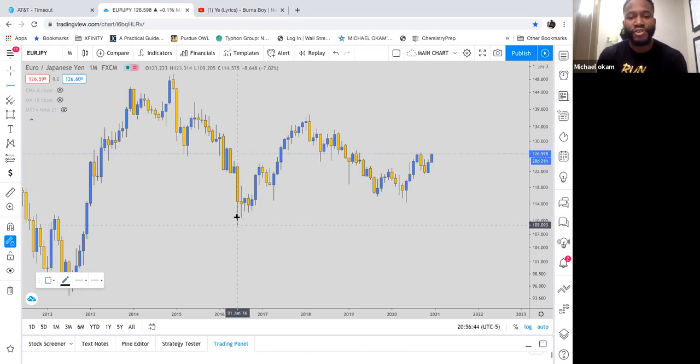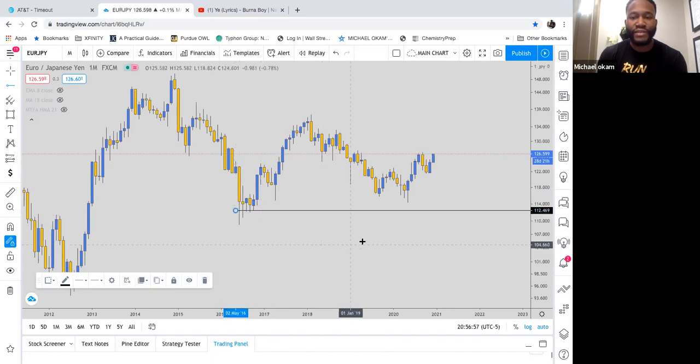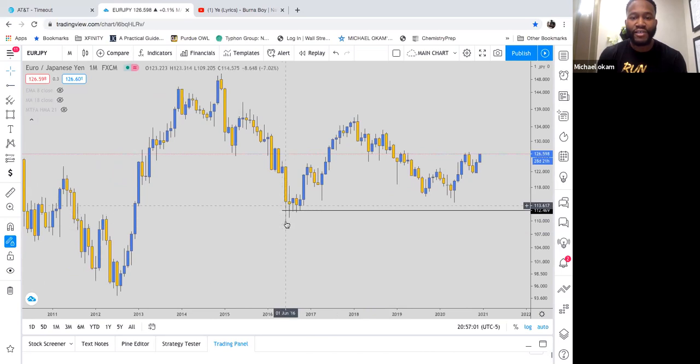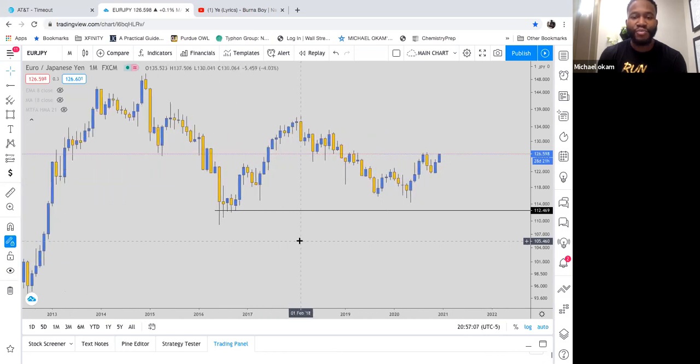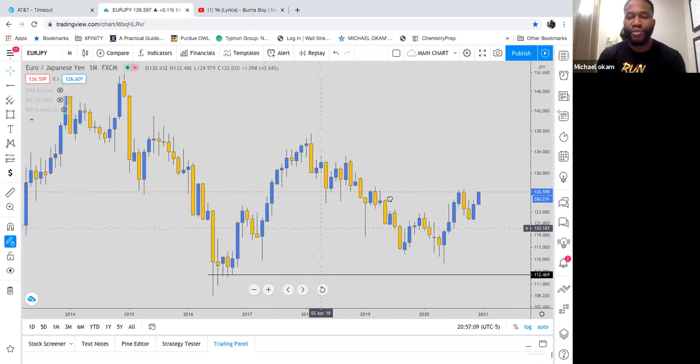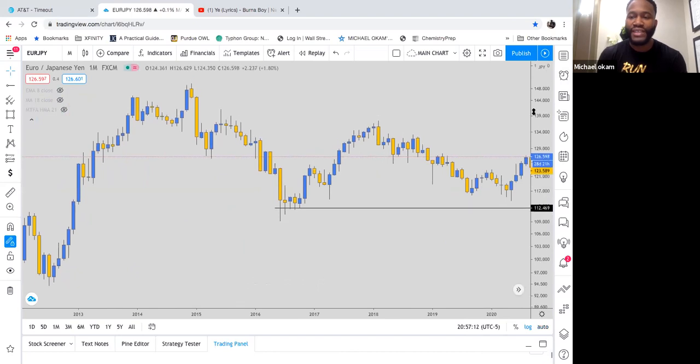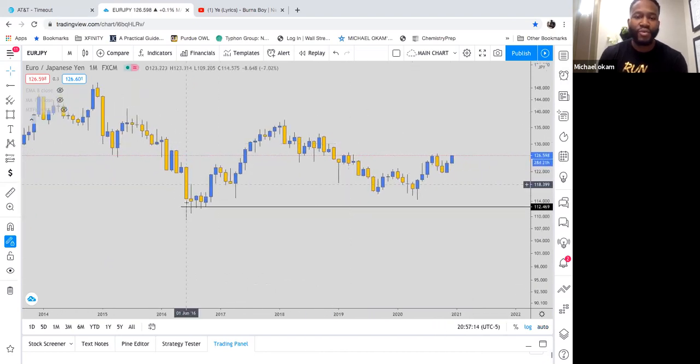Okay. When I'm drawing this, where I'm placing this support line, I want to make sure all these wicks are getting love, right? They're touching the support line. So I want to get an average of these wicks touching the support line. Can y'all see how all these wicks are respecting this support line? Okay. So when you see wicks at a support level, what does that mean? What does this mean?